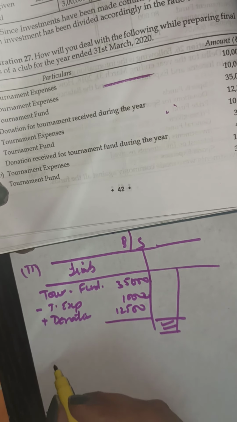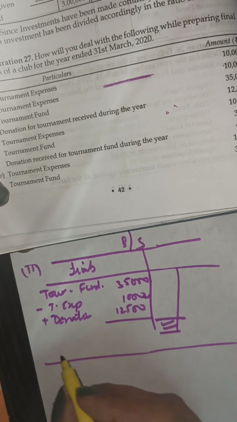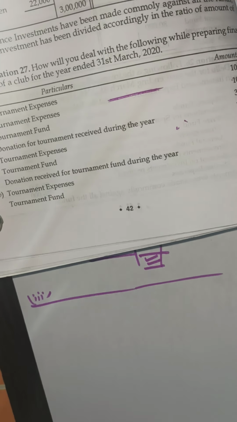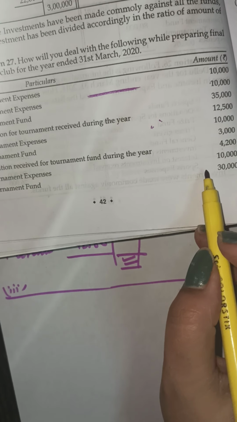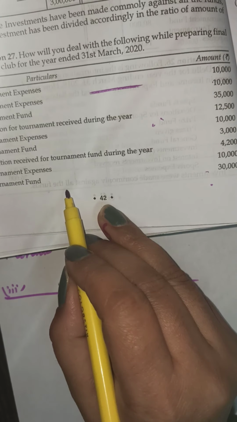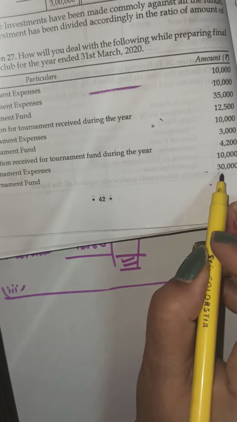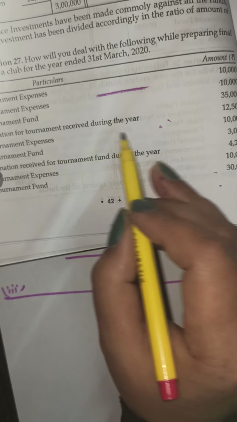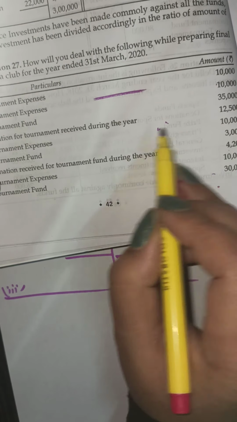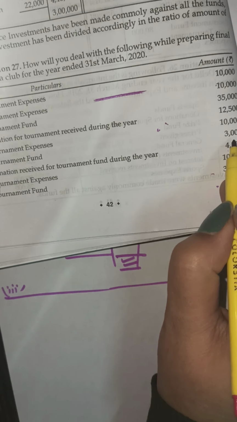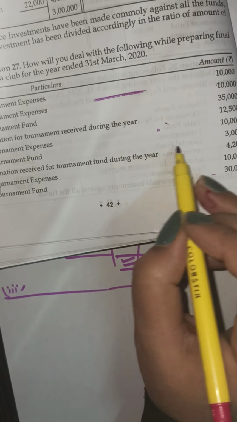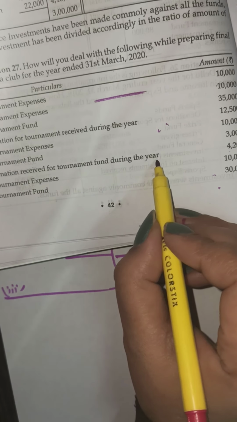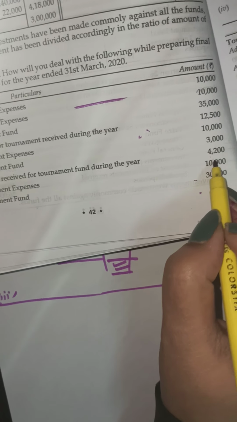The third example, as they have given here: tournament expenses have been given here, rupees 10,000. No, sorry, the third example is here. Tournament expenses are 10,000. The tournament fund is 3,000. Okay, here, see now the expenses. Let us see, the donation received for tournament fund is rupees 4,200.